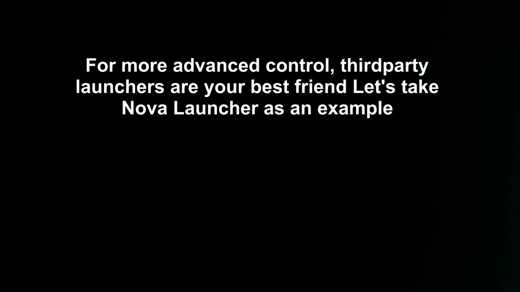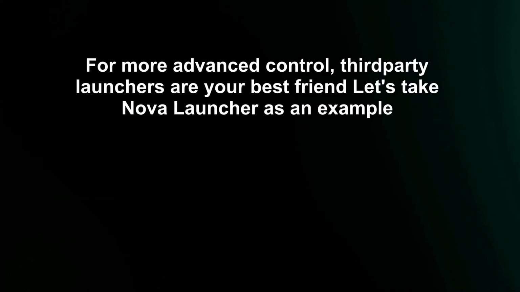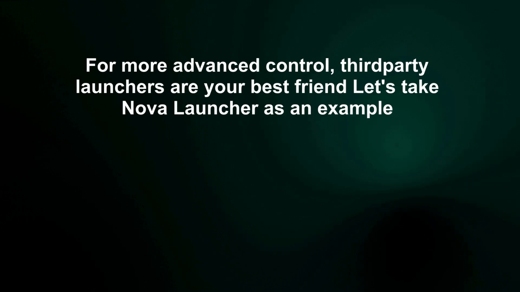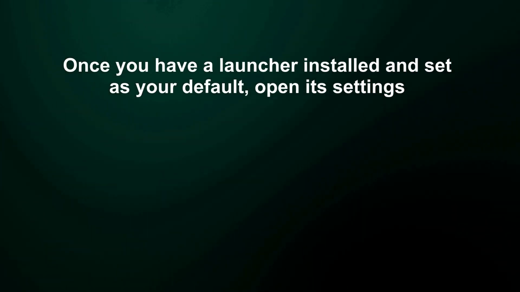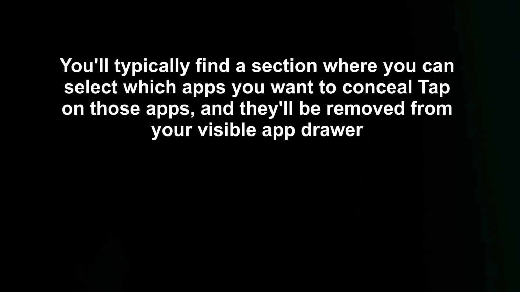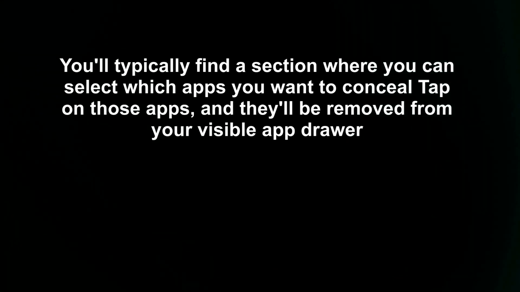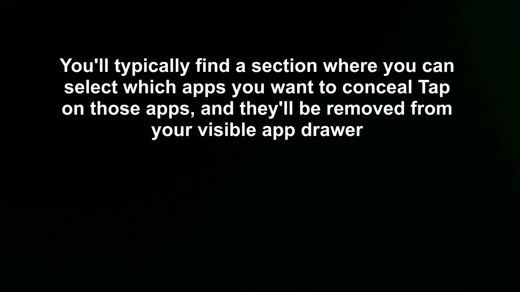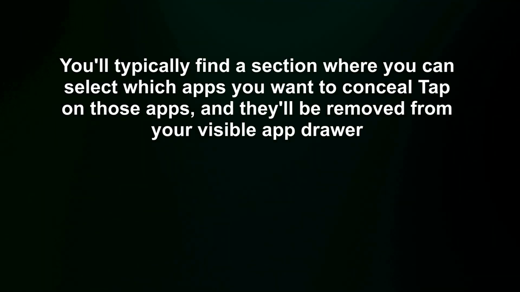For more advanced control, third-party launchers are your best friend. Let's take Nova Launcher as an example. Once you have a launcher installed and set as your default, open its settings. Look for options related to the app drawer or hidden apps. You'll typically find a section where you can select which apps you want to conceal. Tap on those apps, and they'll be removed from your visible app drawer.